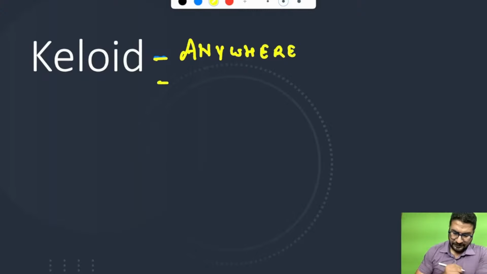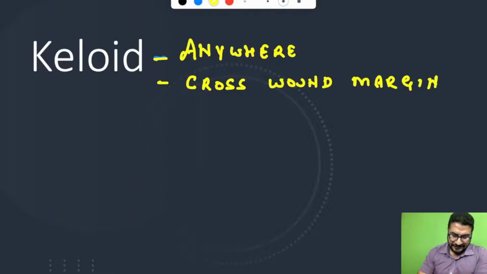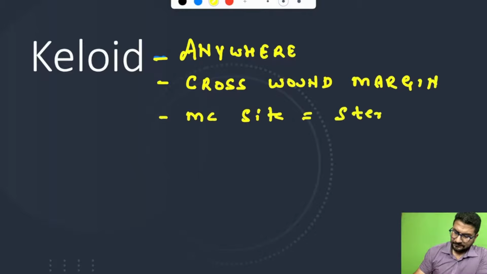Second important thing about keloid, understand, keloid is something which will cross the wound margin. It will cross the wound margin. Hypertrophic scar generally does not cross the margin. Then they ask you about the different sites. The most common site of keloid will be the sternum, but it can be anywhere, right?